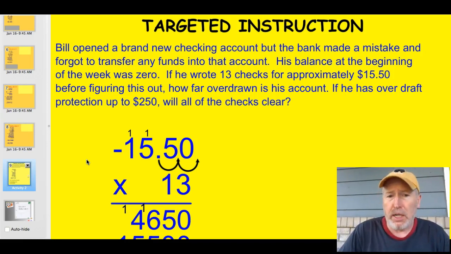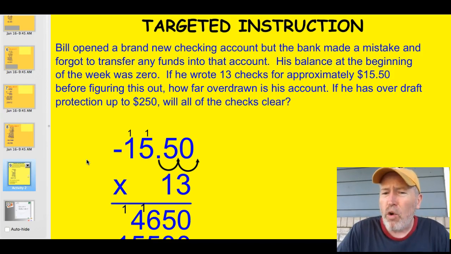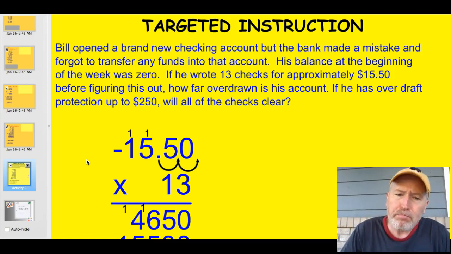Well, Bill thinks there's money in there, so he writes 13 checks for about $15.50 before he figures this out. How far overdrawn is his account? If he has overdraft protection up to $250, will all of his checks clear? I'm going to explain all of that. But first, let's just take a look at this problem.